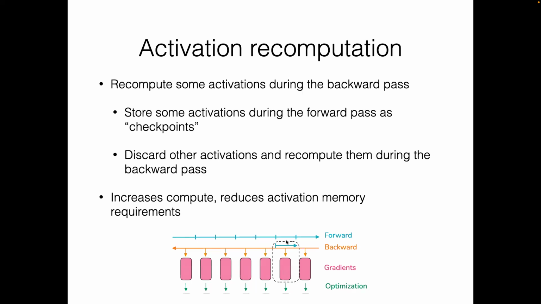So what this does is it increases the amount of computation that you're doing because you have to recompute the activations, but you don't have to store all of the activations in memory. And so you have this trade-off between compute and memory requirements. Okay, so that's the basic idea of checkpointing or recomputation.